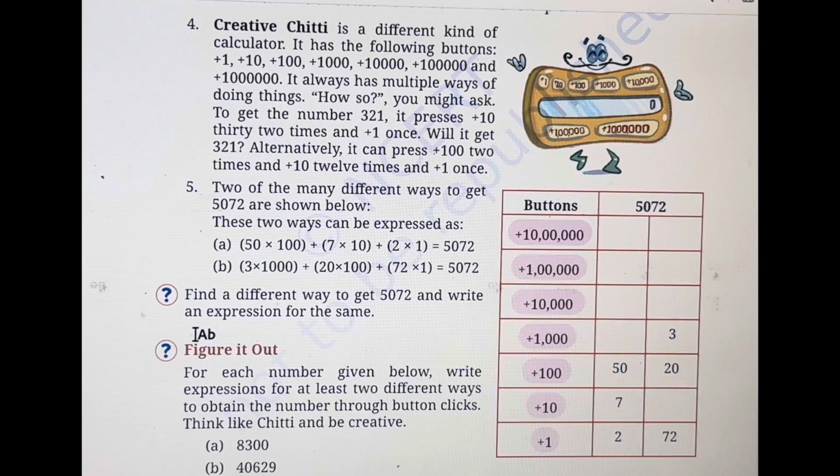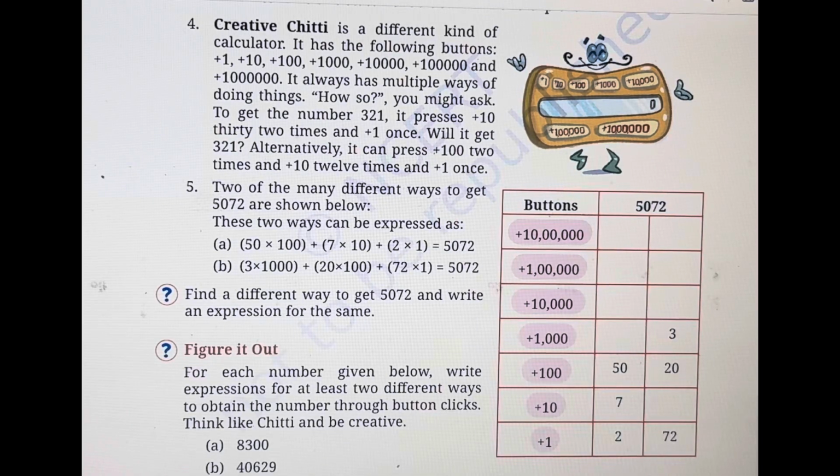Now 321. So one way of getting 321 is +10, you do it 32 times. So you get 320 and +1, so 321. The alternative way of doing the same thing is you press +100 2 times. So +100 2 times means 200 and +10 12 times. So 12 into 10 is 120. So that becomes 320 and +1 once. So again you are getting 321.